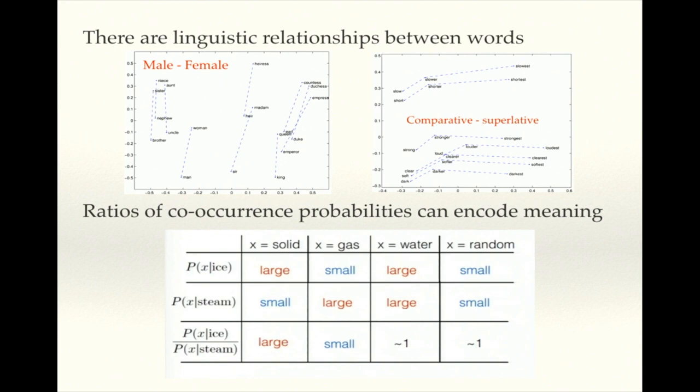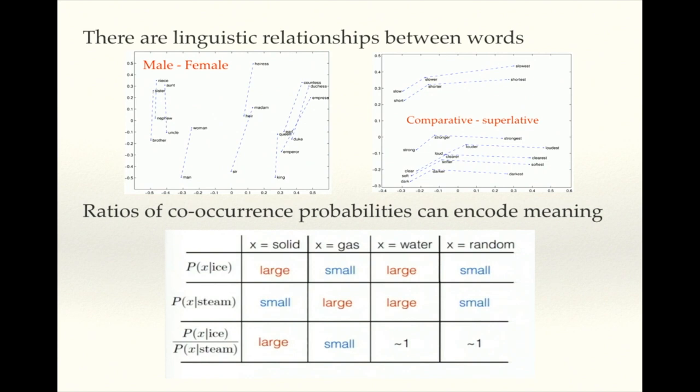The property of ice could be solid. Then there are other properties like gas, water, and some other random properties. So this is the dimension of our matrix. Another word, steam, also has those properties in the columns, but not all of them. Since ice has the property of solid, the value of ice on that dimension is large. It has only a little relation to the property gas, so it will have a small value there, and so on. Steam will have a small value in solid and a large value in gas, and some other factors could have random values.